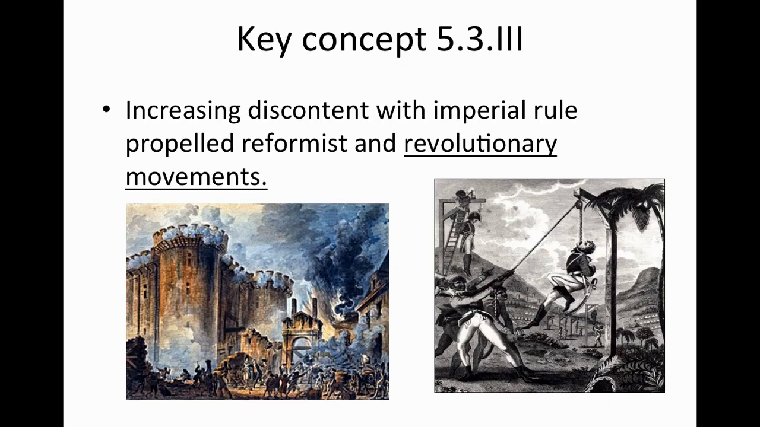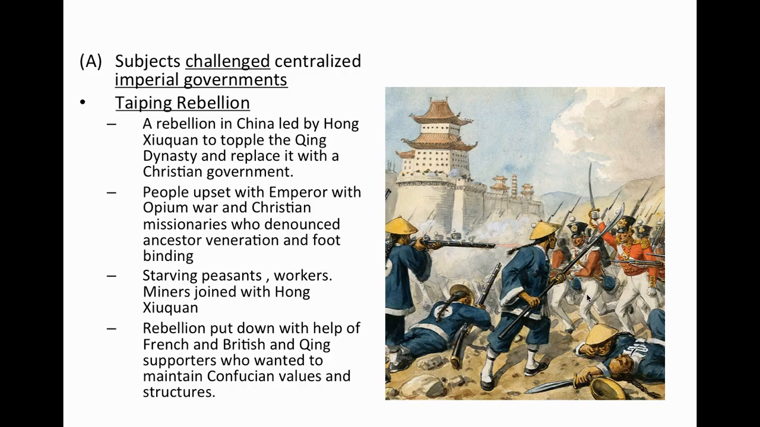All right, key concept 5.33 states, increasing discontent with imperial rule propelled reformist and revolutionary movements. So this is the concept, or in this little piece, you want to be able to summarize some of those revolutions, right? The French Revolution, and then over here we have the Haitian Revolution. So we'll start with subconcept A, subjects challenge centralized imperial governments.